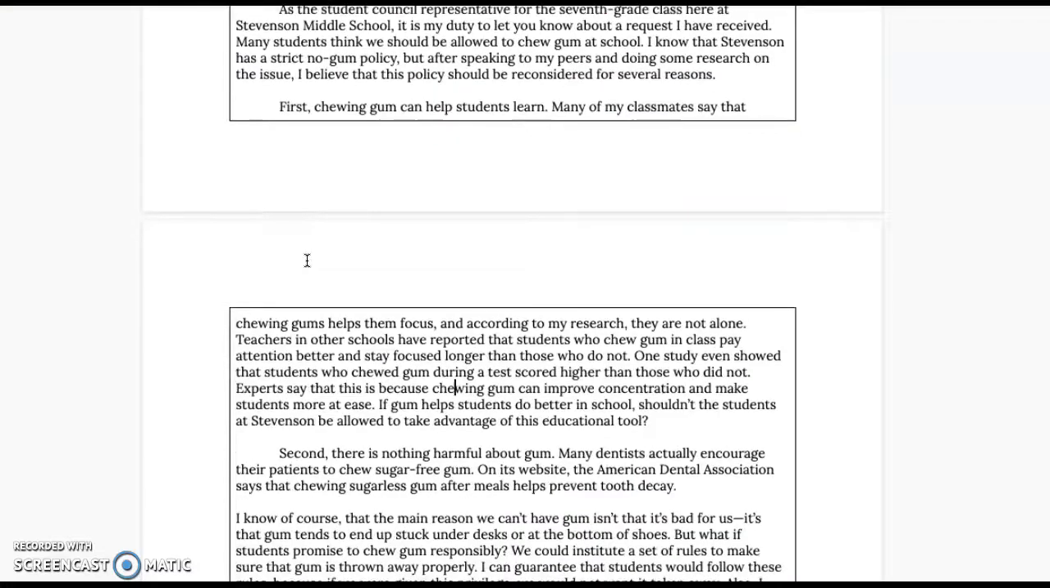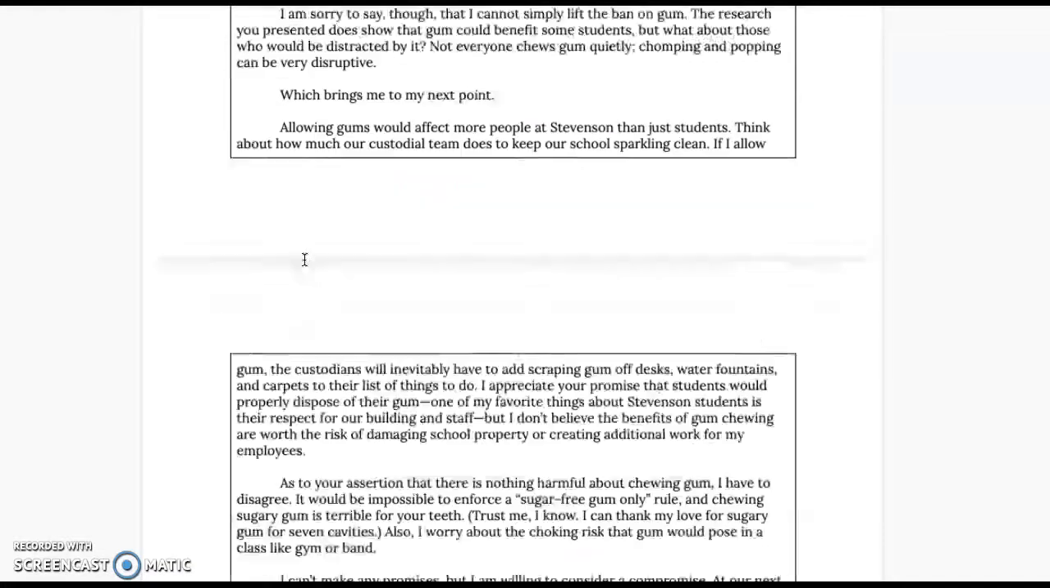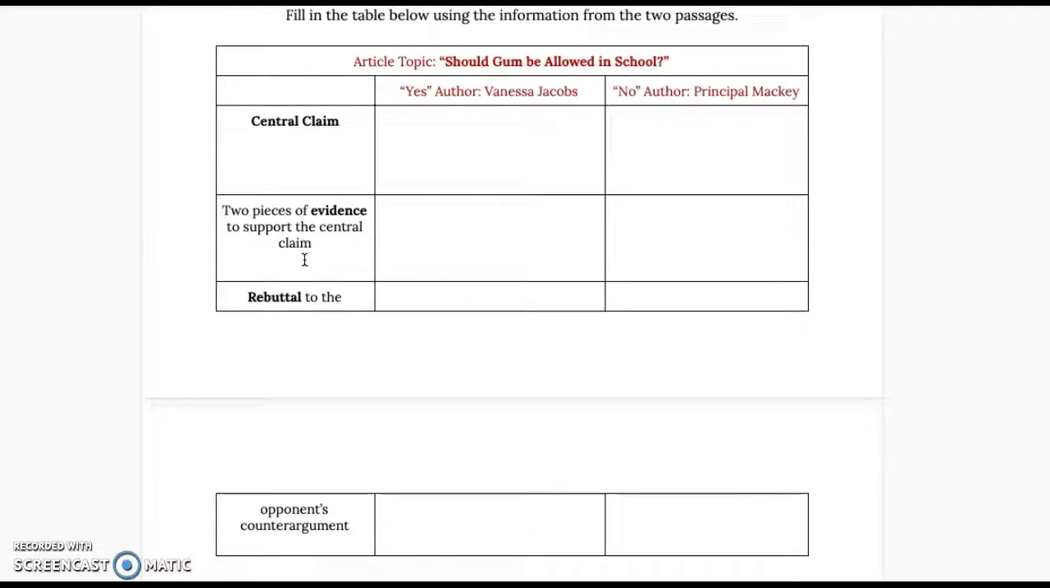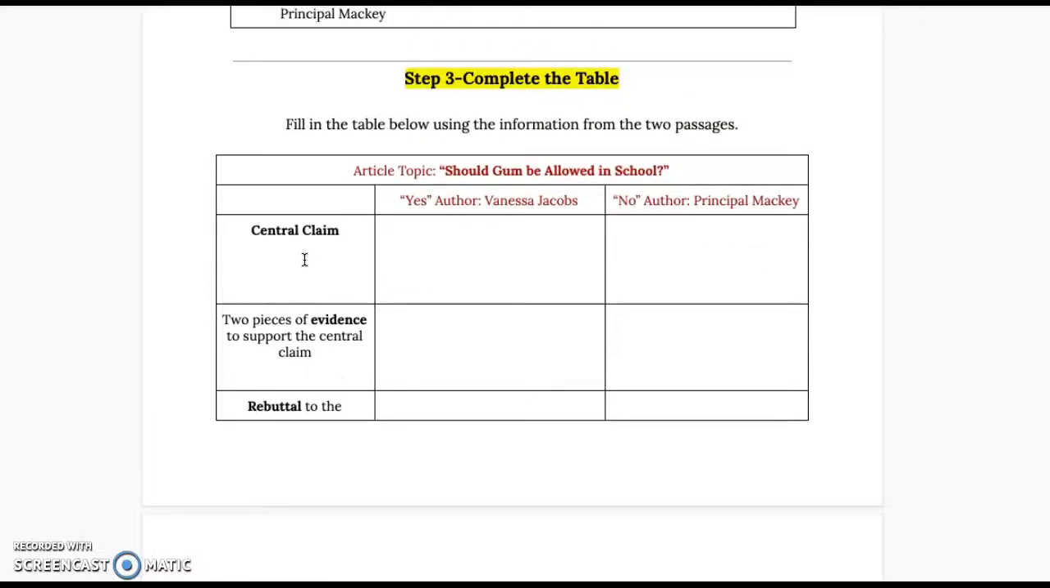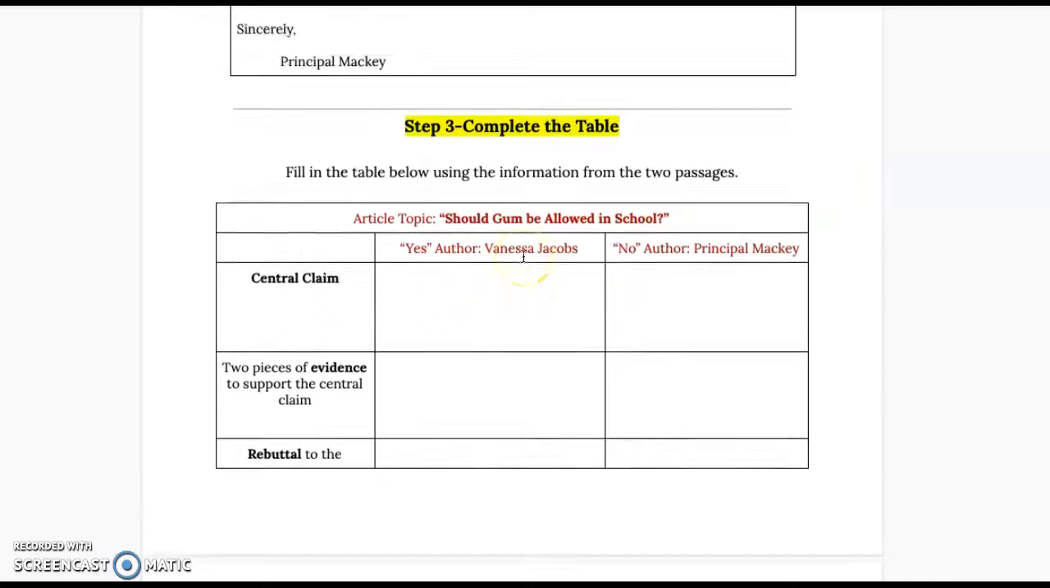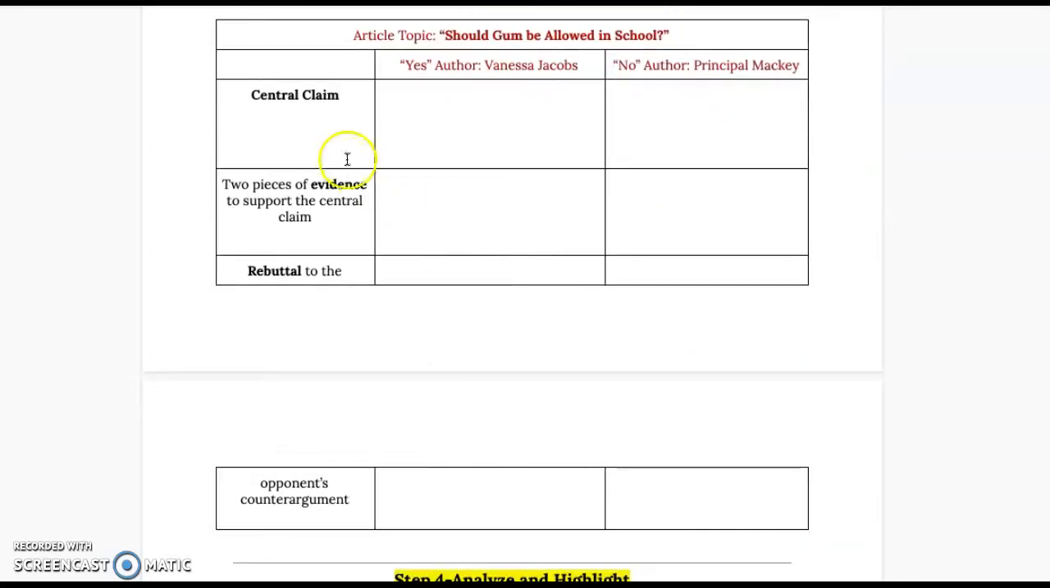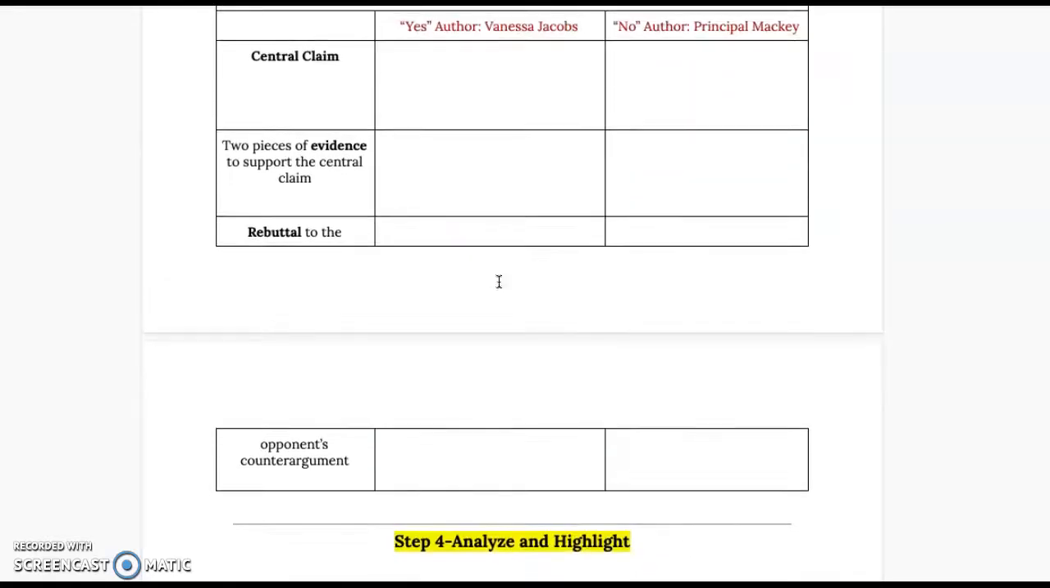We have an argument, two sides that you need to read. Underneath it is a table for you to identify different parts of arguments and fill in with quotes from the two sides. You'll be looking for the central claim of each of the sides of the argument. Two pieces of evidence in each box. Two pieces of evidence for the yes side, two pieces of evidence for the no. You're going to find the counter-argument and rebuttal to the counter-argument in here.